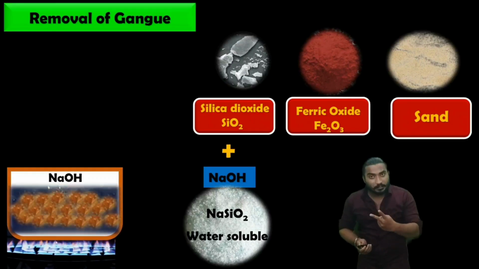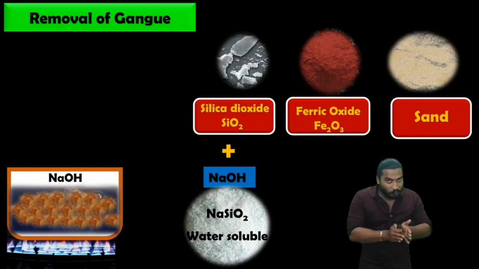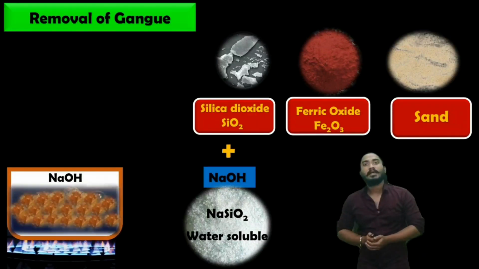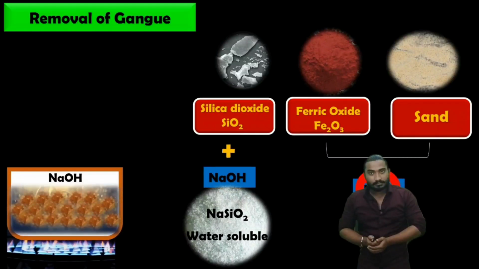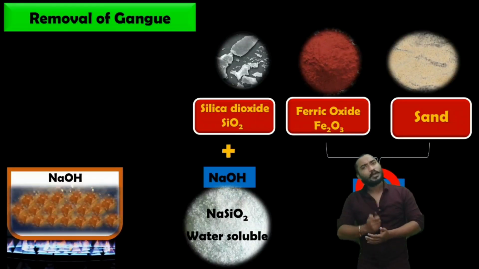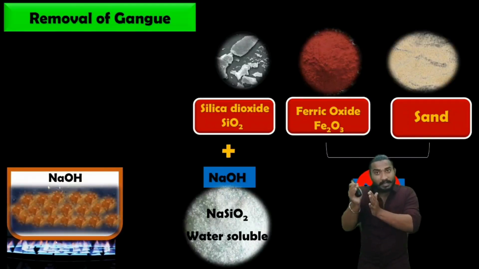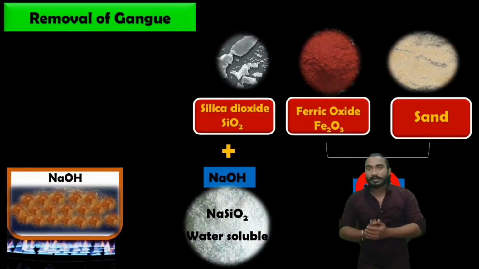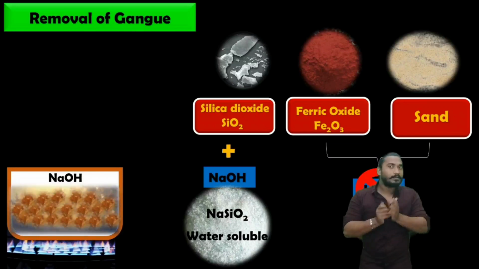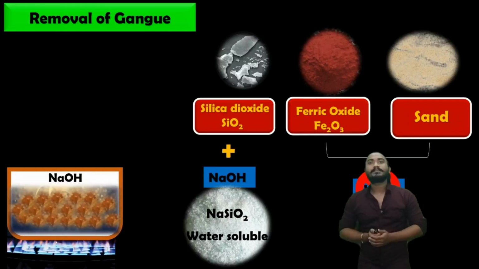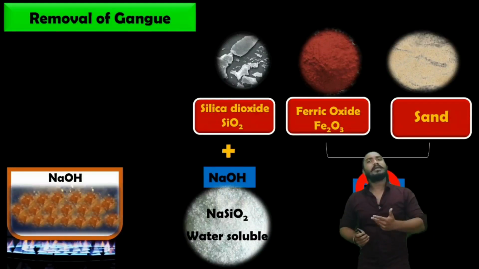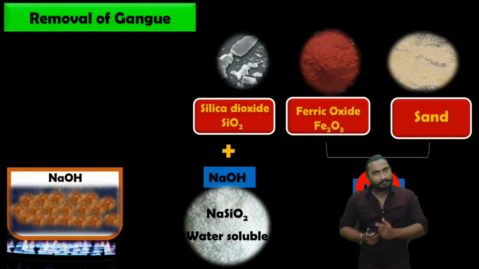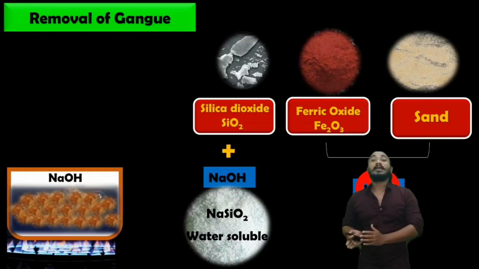We are left with two more gangue particles, ferric oxide, that is Fe2O3, and sand particles. Now this ferric oxide and the sand particles do not react with NaOH. Question arises, why do they not react with NaOH? Sand has similar properties with NaOH, so sand does not react. But what about ferric oxide, children? Ferric means iron. Iron is a metal. Ferric oxide being a metal oxide, tell me what is the nature of a metal oxide? Correct. Metal oxides are basic in nature.